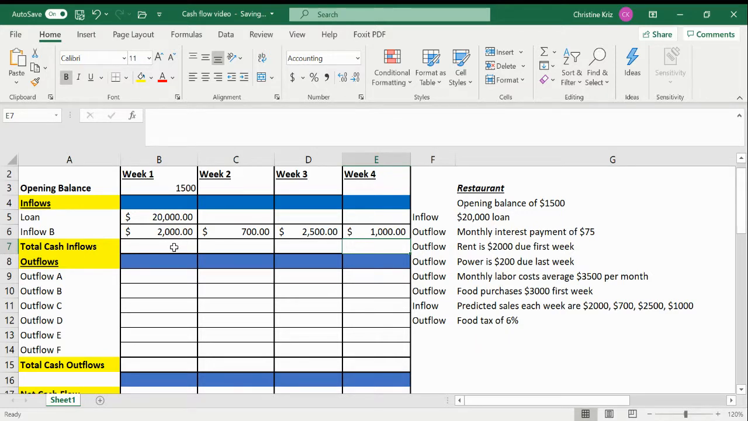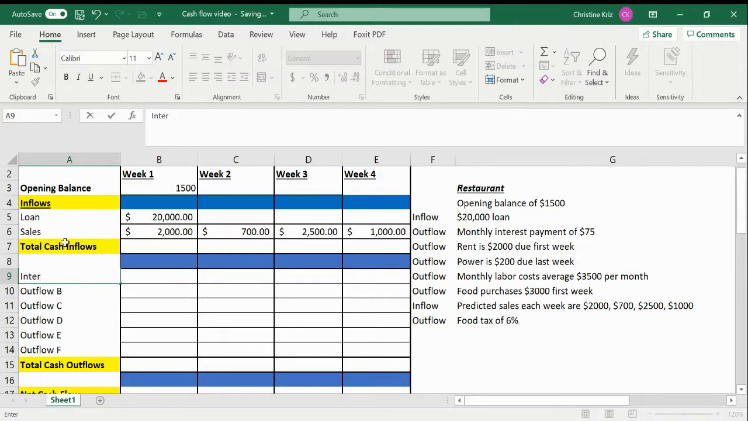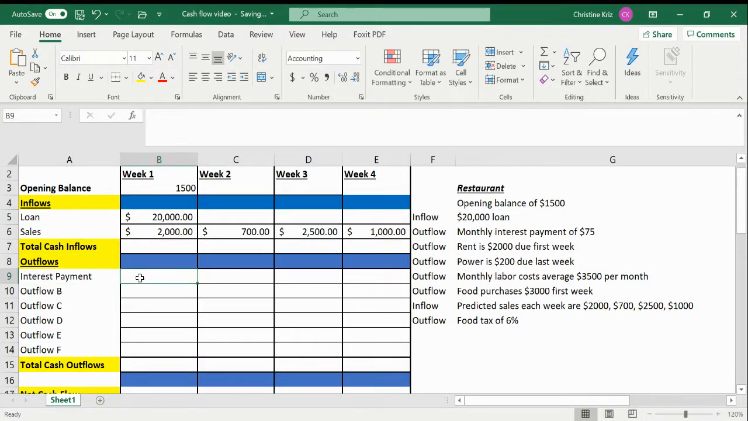Now let's look at our outflows. Oh, and I forgot to label that. We want to label that sales. So our first outflow is our monthly interest payment of $75. We're going to label this interest payment. And of course, we would have our loan payment as well, but it is not in this example because our first loan payment isn't due for 6 months. However, the interest does start to accrue when we get the cash. So in week 1, we're going to list that as $75. Now, that's only going to come once a month, so we're going to put 0 here.